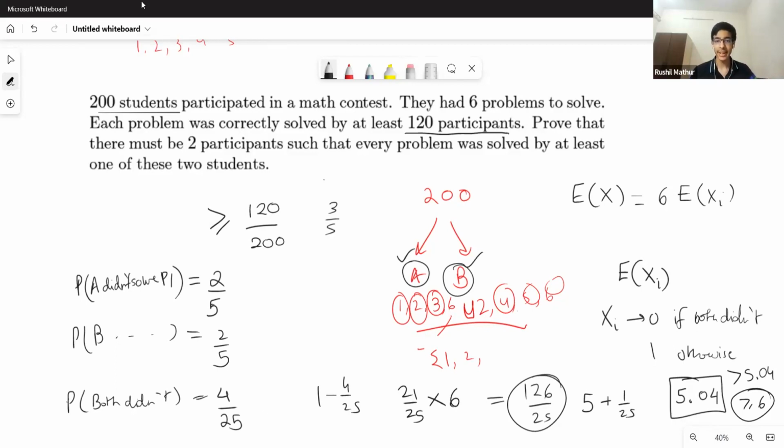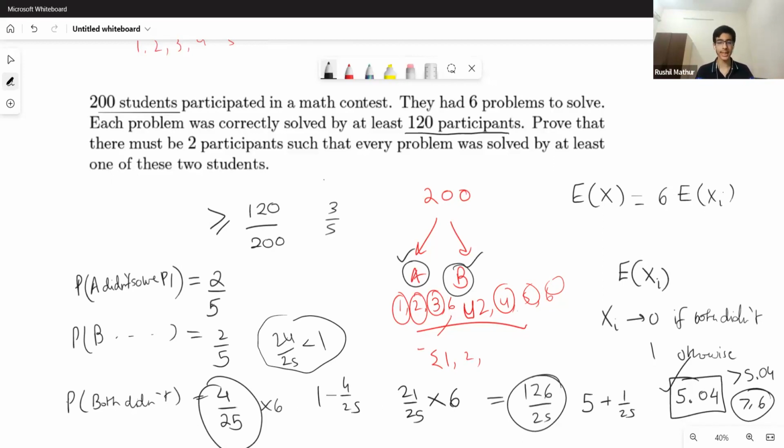Also, just a note, there's a slightly different way of doing this. What you could do is count the inverse. So check how many problems A and B both didn't solve. So there you would get 4 by 25 into 6. That will be 24 by 25. And this is less than 1. So you can say on average, A and B don't solve less than one problem. So at some point, both of them wouldn't have missed any problem. So both of them together would have solved all 6 problems. It's the same thing. I've just done 1 minus 6 everywhere. But I think this is the more well-known solution. Whatever, they're both equivalent.